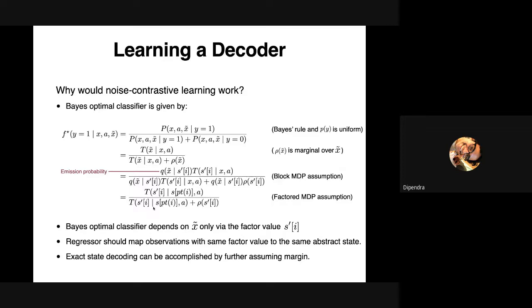And in general, it can merge. So this Bayes optimal classifier can still merge factor values, but we can show that the merging is benign for the purpose of exploration. But if we do want exact state decoding, we can assume a margin condition and recover the exact state, like we did with the independence test. And this margin condition is trivially satisfied for deterministic and near deterministic problems. So, any questions?